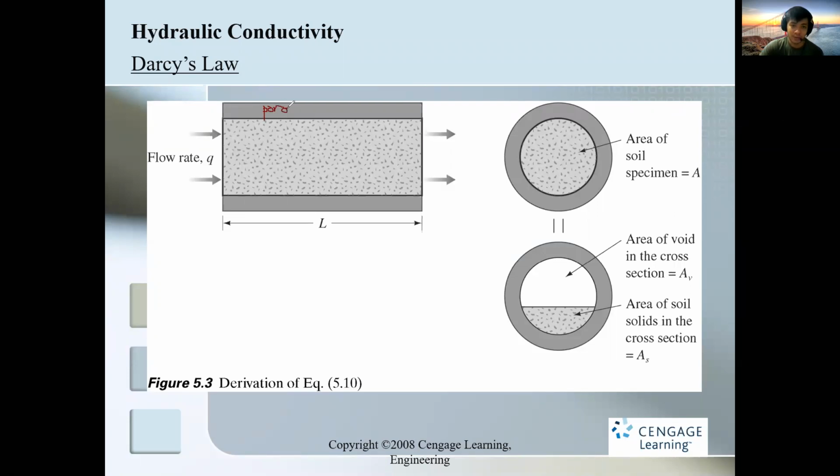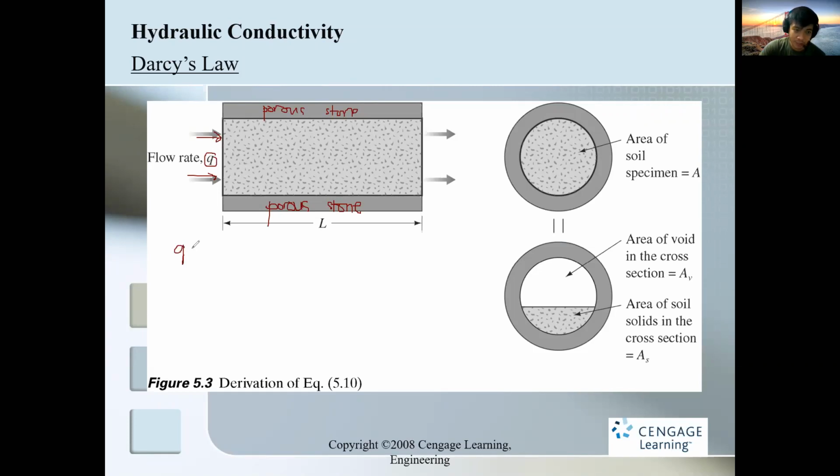Porous stone. The porous stone is used for water to flow through that particular specimen. Okay? Now if you're going to look at the figure, the flow rate is in this direction and it's being represented as a small q.